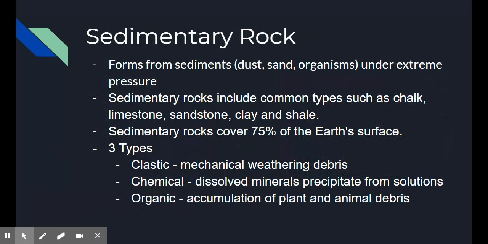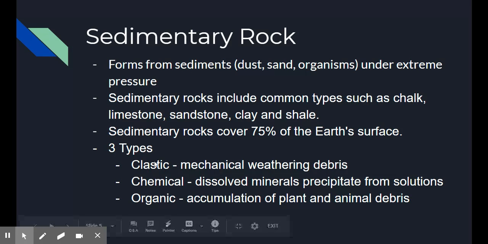Sedimentary rock forms from sediments, dust, sand, organisms, etc. under extreme pressure. Sedimentary rocks include common types such as chalk, limestone, sandstone, clay, and shale. And sedimentary rocks cover 75% of the Earth's surface because it's sediments, right? It's dirt, it's sand, right? And it's just getting compressed down under giant forms of pressure.